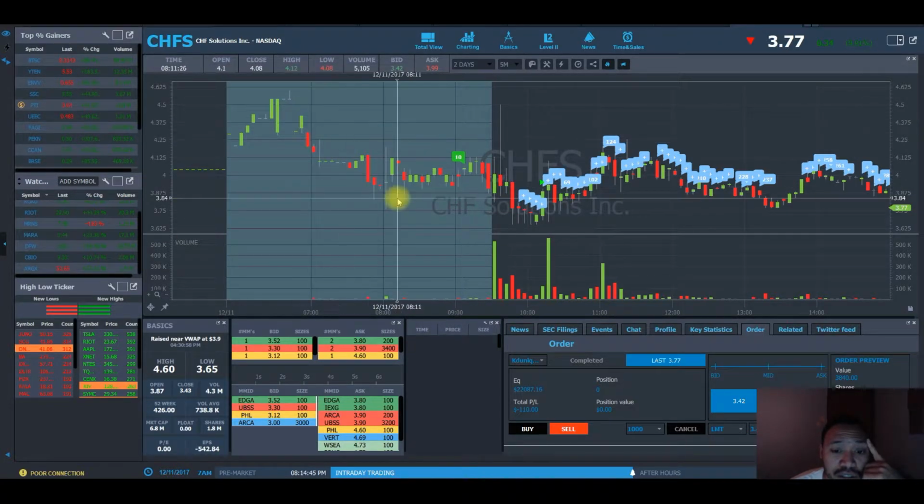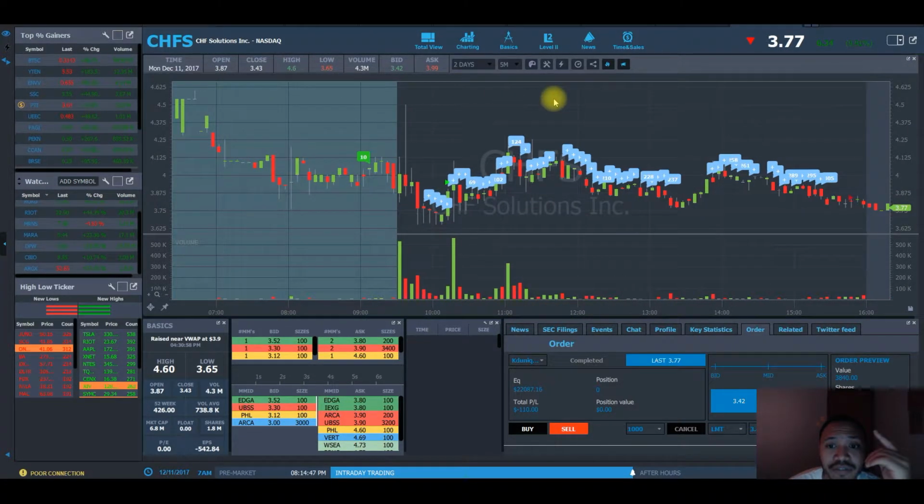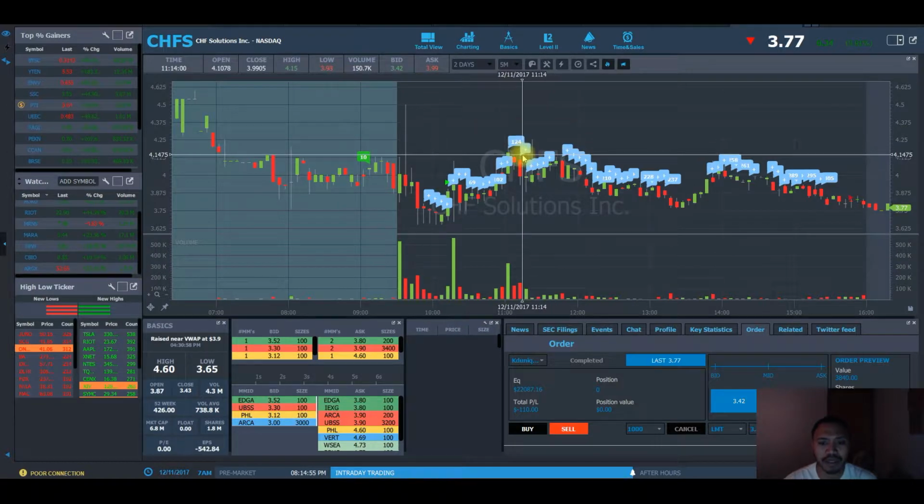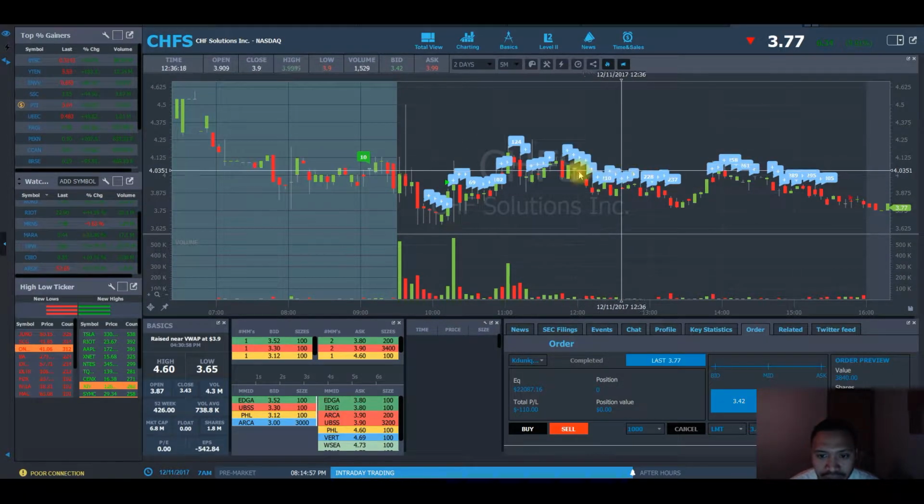It's moving down, so it's moving to the downside. Now this is the 5-minute candle. If you look here, I set it to 5 minutes. That's what we're looking at. So I lost $110 here. I was up a couple $100, but I held it like a dumbass.